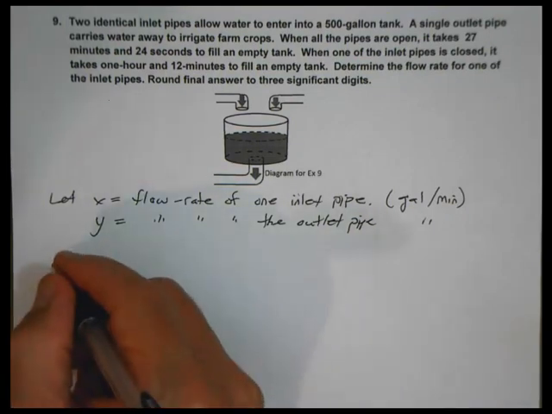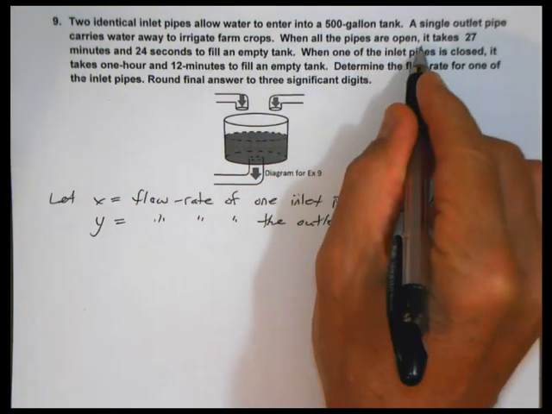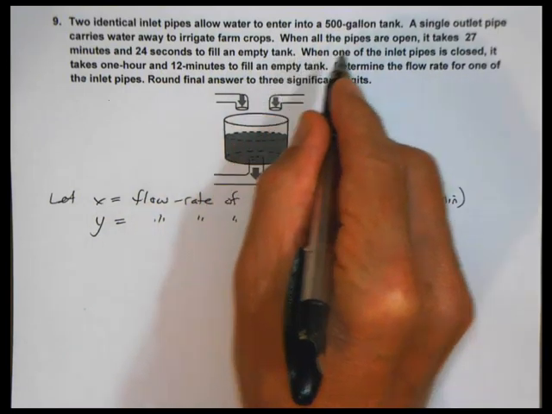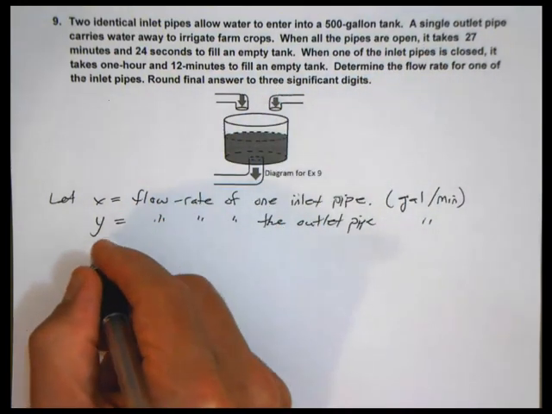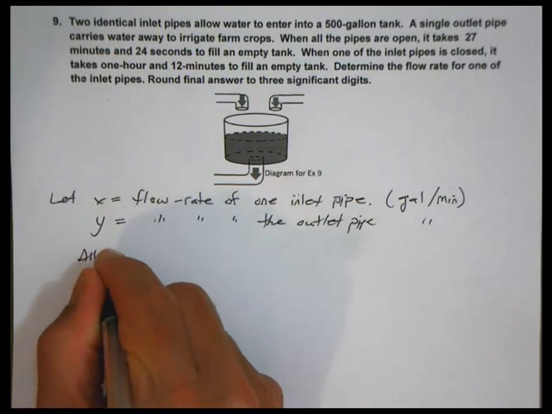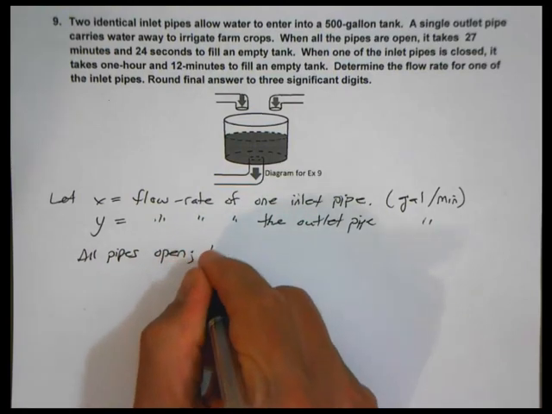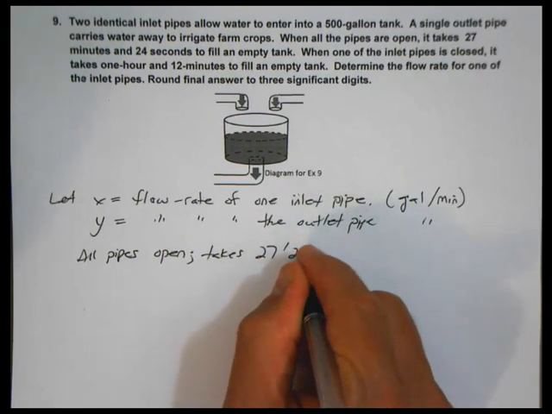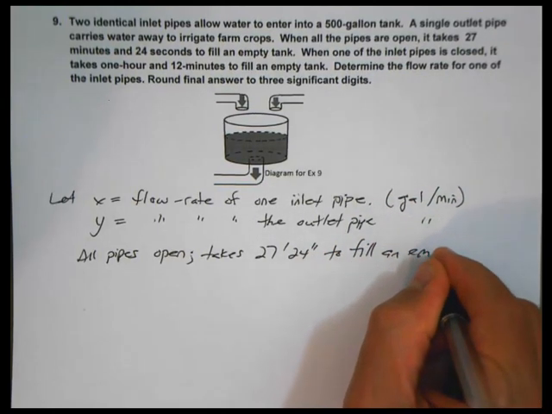Now, what can we do for any kind of source of equation here? It says when all the pipes are open, it takes 27 minutes and 24 seconds to fill an empty tank. Okay, we can work with this and get something going. First, maybe we just take the sentence: all pipes open takes 27 minutes 24 seconds to fill an empty tank.